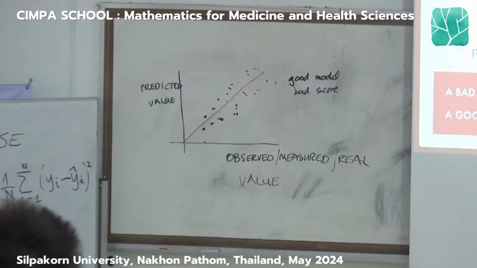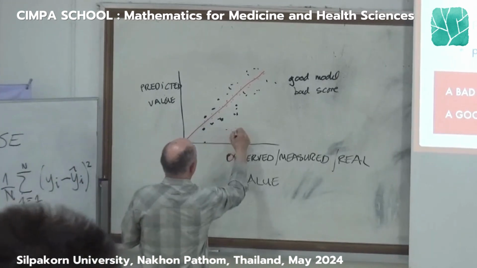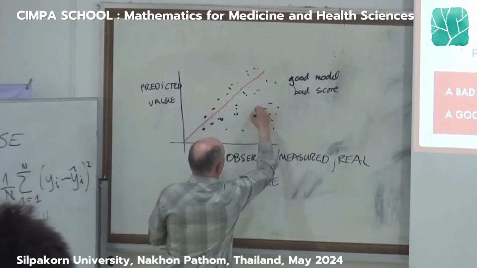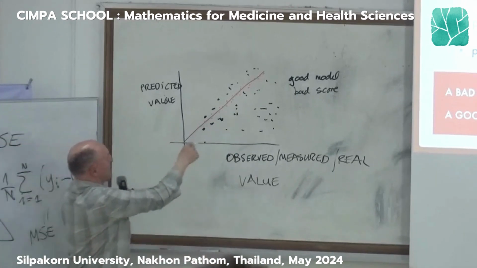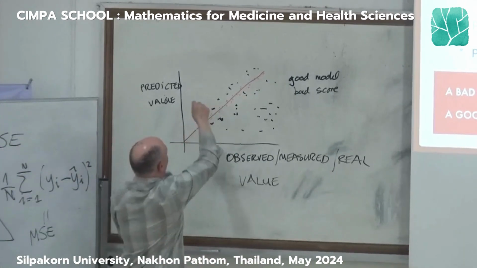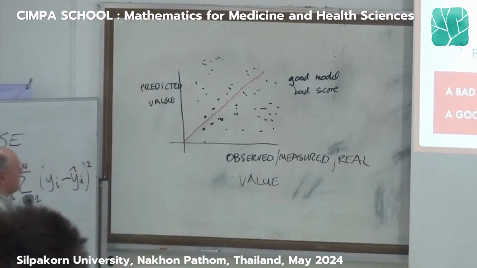Doesn't mean that you have to throw it away. It can still be good. And sometimes what you see with a bad model is that the points are out, where the observed values are always much bigger than the predicted. Or you can get a model that has points out the other way, where your observed values are always much smaller than your predicted values.